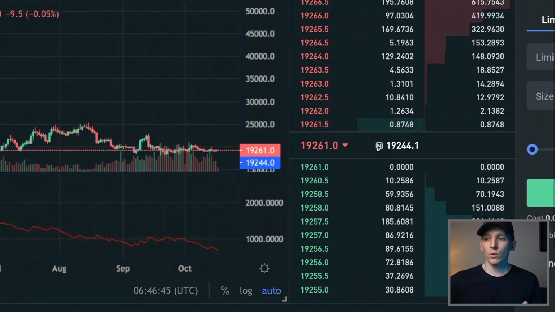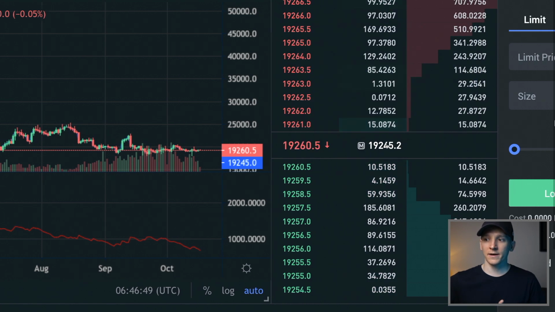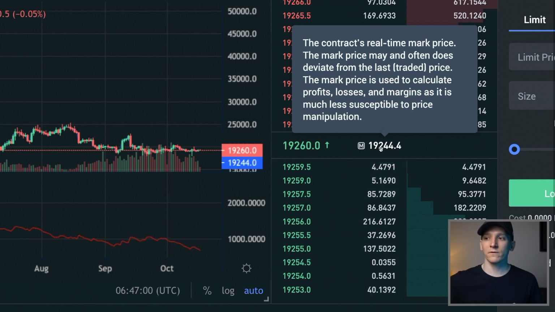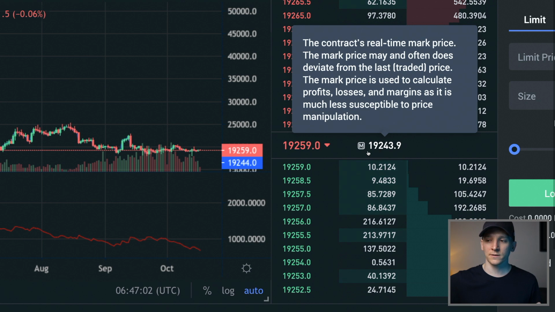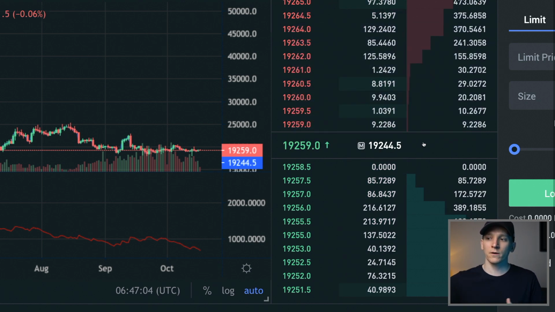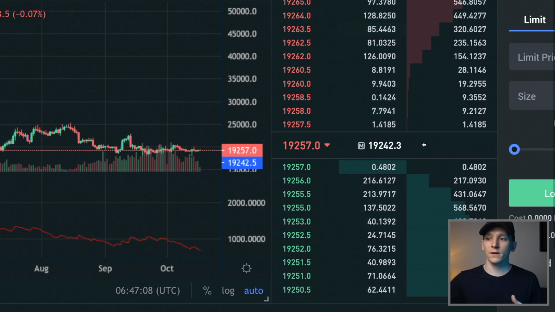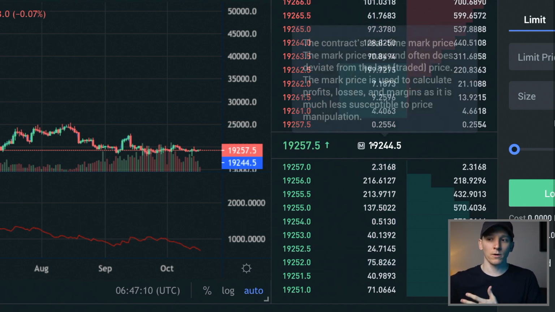Now, what you can see here is that there's an M here and then the white price to the right-hand side. Now, the mark price is the price of the contract. You can see here the contract's real-time mark price. The mark price may and often does deviate from the last traded price. The mark price is used to calculate profits, losses, and margins. Now, this is really important because you're trading contracts here. Futures are contracts, and so you're trading differently to what the mark price is a lot of the time.